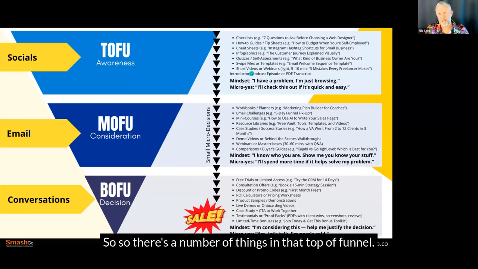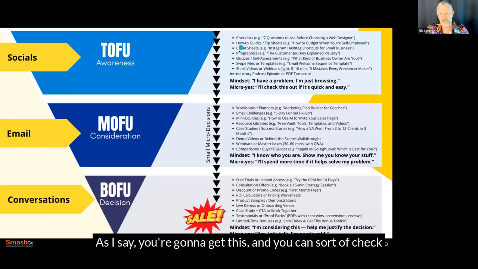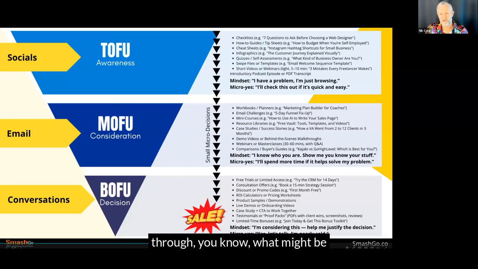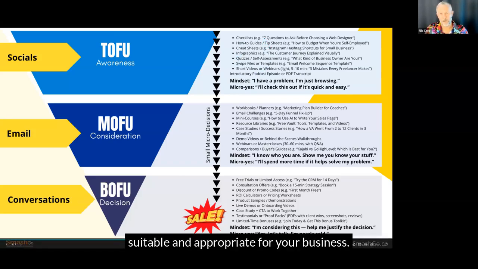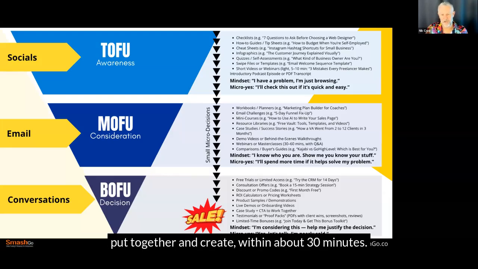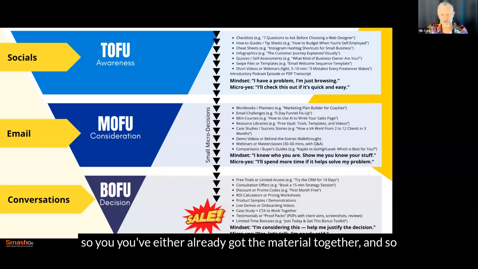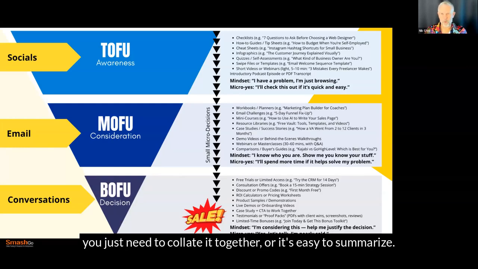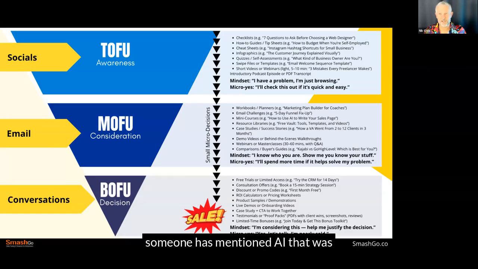So there's a number of things in that top of funnel. As I say, you're going to get this, and you can check through what might be suitable and appropriate for your business. And rule of thumb here, these should be things that you can put together and create within about 30 minutes. So you've either already got the material together and you just need to collate it, or it's easy to summarize.